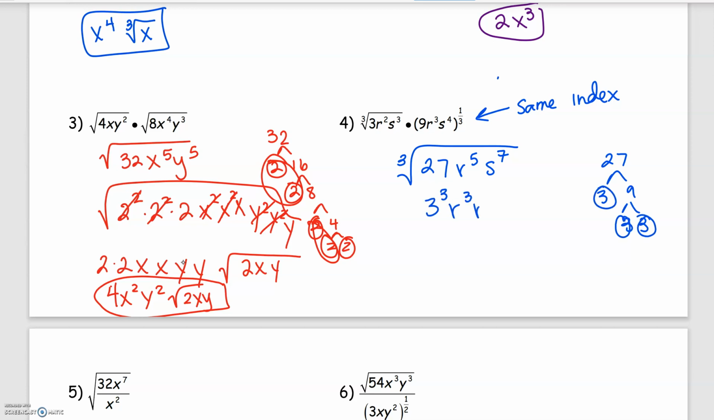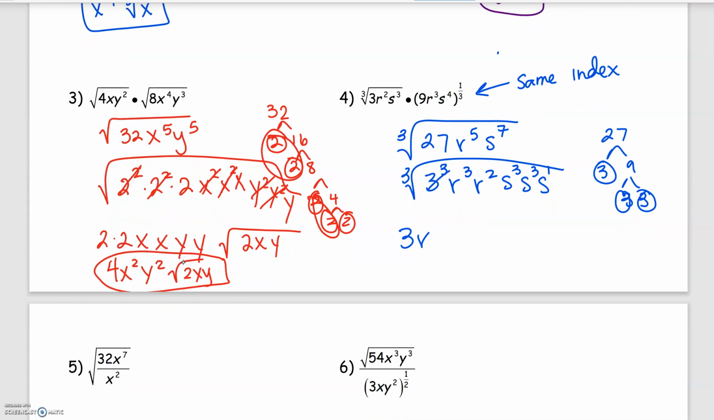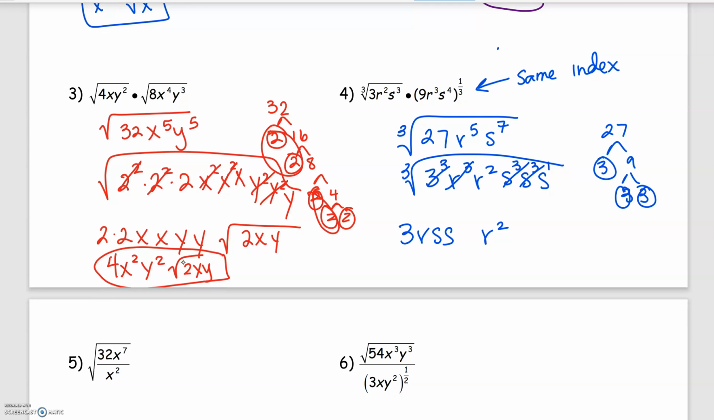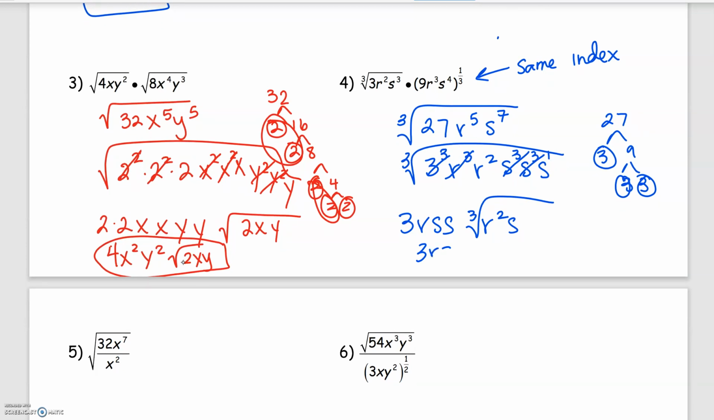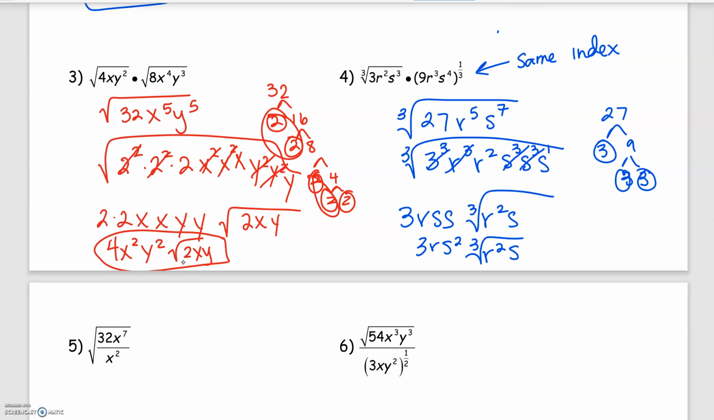r to the third, r to the second, s to the third, s to the third, and s to add up to 7. And so we can take the 3 out, we can take the r out. R squared stays under, s cubed can come out, s, and then s, and then the r, s to the first stays under. And so we have 3r s squared and the cube root of r squared s.